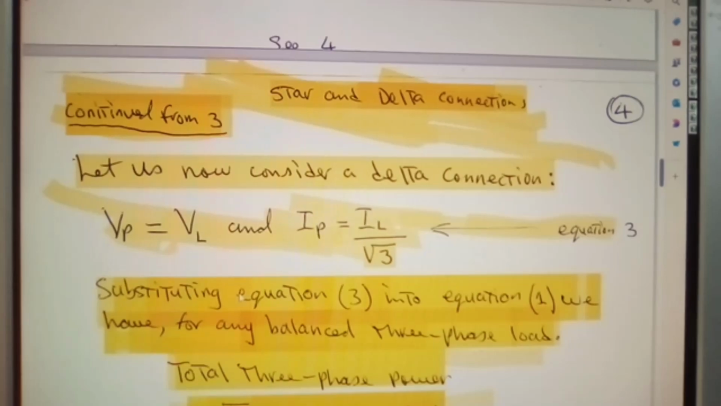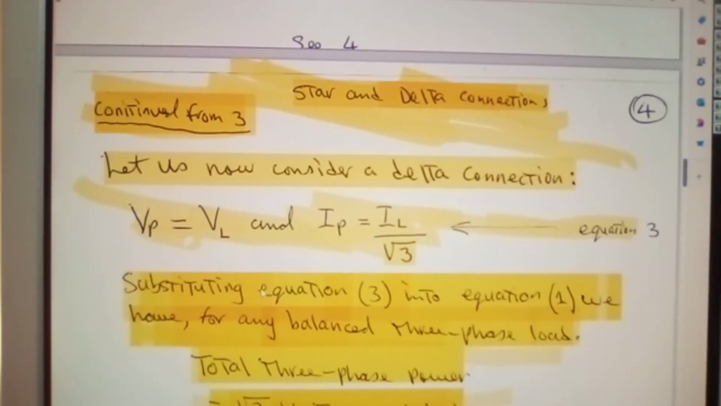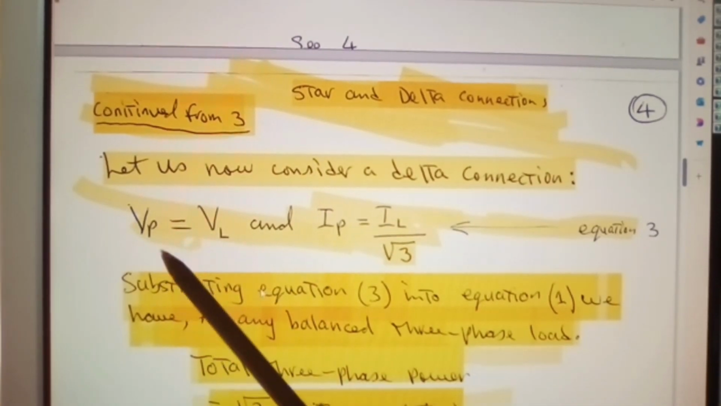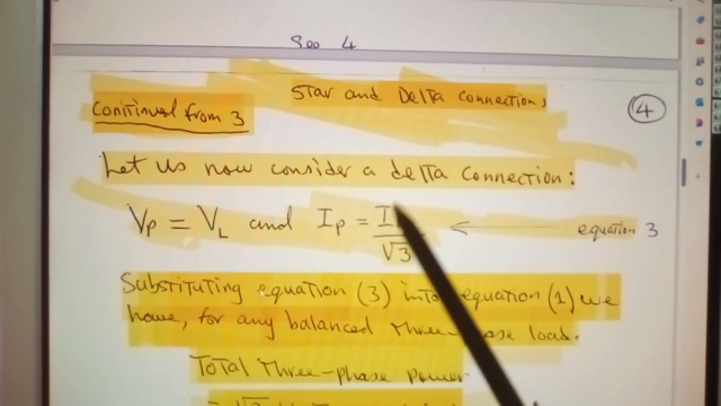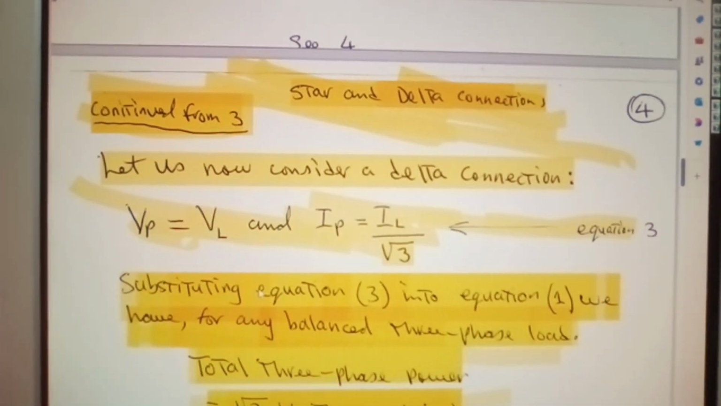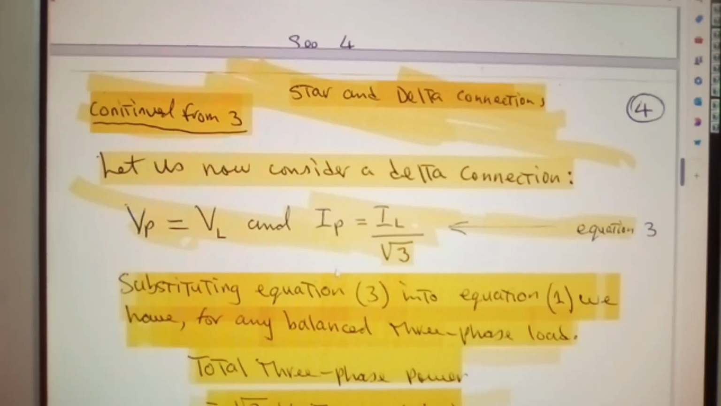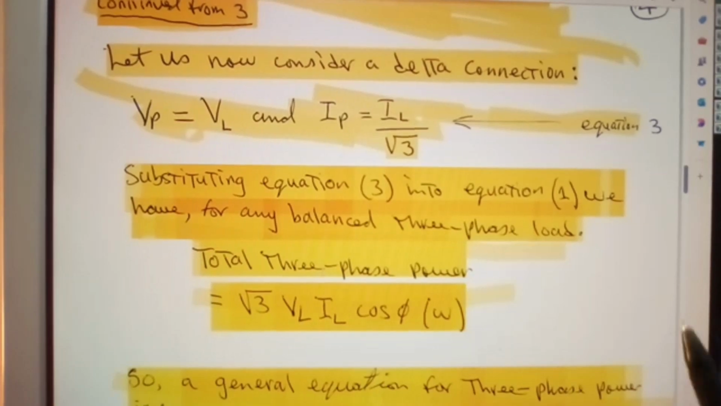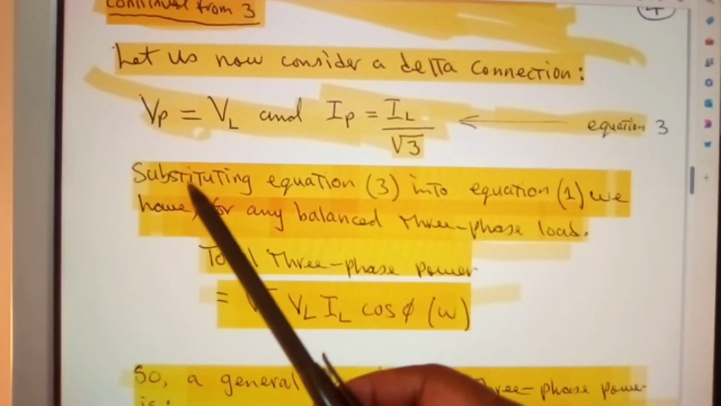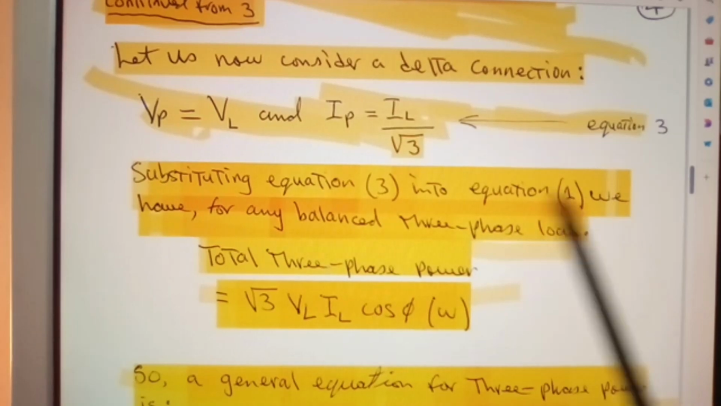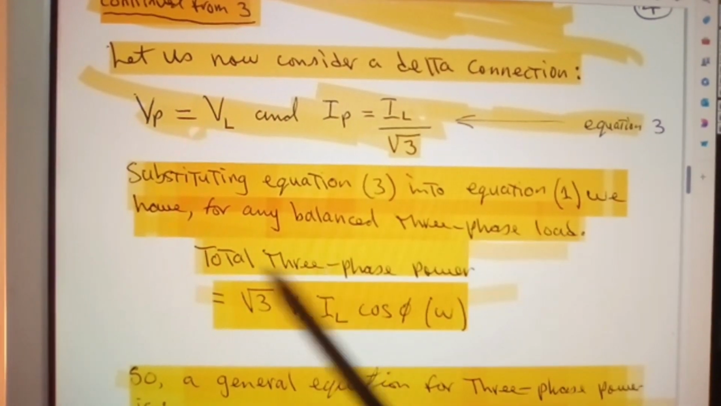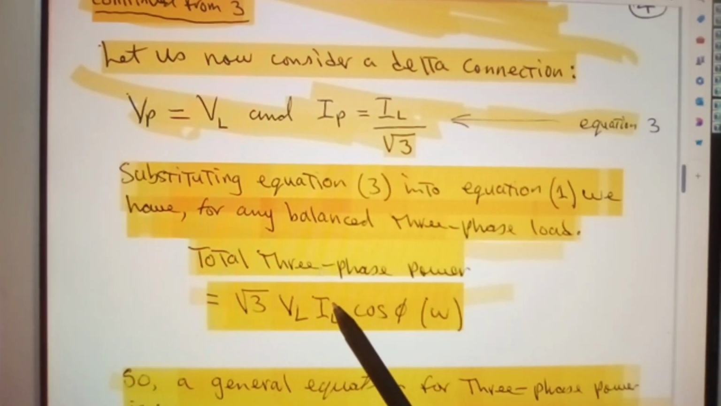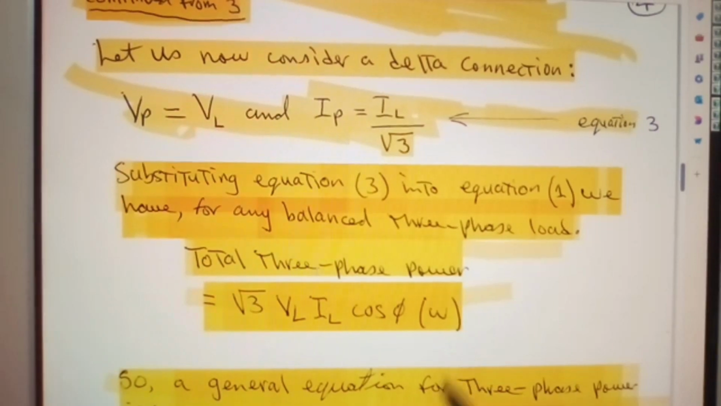And we're still on delta connections. Continuing from page 3, let us now consider a delta connection. Voltage phase equals voltage line, and IP equals IL over square root of 3, equation 3. Feel free to go back to your equations if need be to see where we're at. That is in your interest. I will not be doing that, but that is for you to do. Substituting equation 3 into equation 1, we have for any balanced three-phase load, total three-phase power equals square root of 3 voltage line times current line cos theta, in watts.